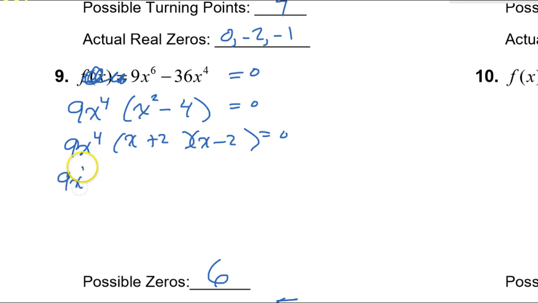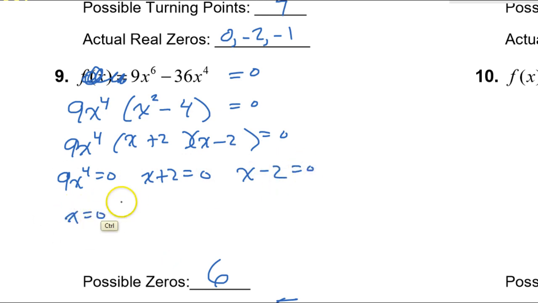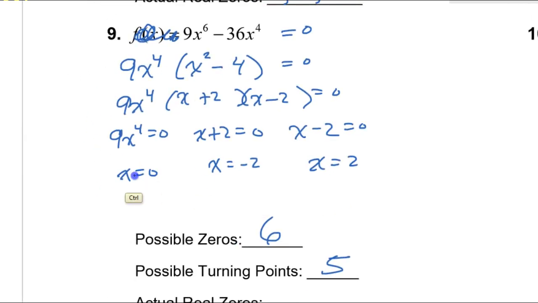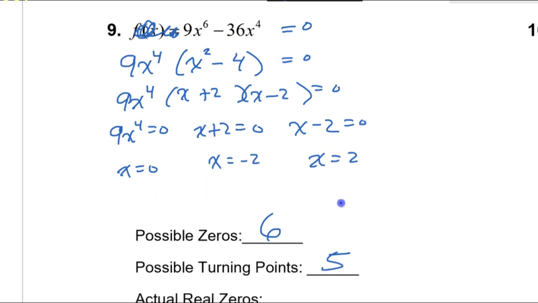Now, x to the 4th power is equal to 0. X plus 2 is equal to 0. X minus 2 is equal to 0. This is going to give me x equals 0. That's multiplicity 4, by the way. X equals negative 2. X equals positive 2. So there's really 4 of these, and then 5, 6. So if you count this 4 times, because it's multiplicity 4, then that's your 6 zeros. Anyway, as far as unique zeros, it's just 0, negative 2, positive 2.